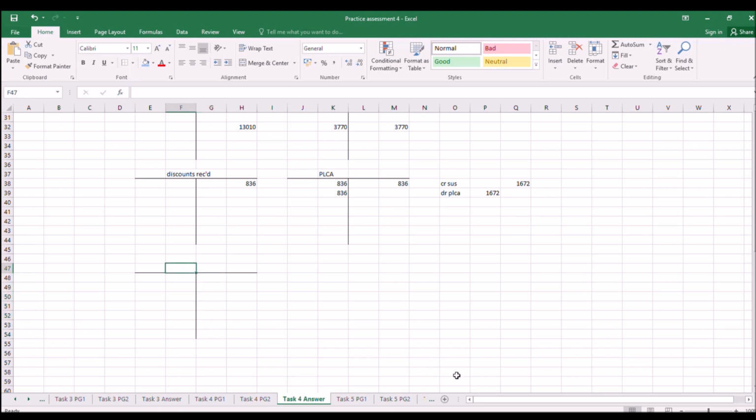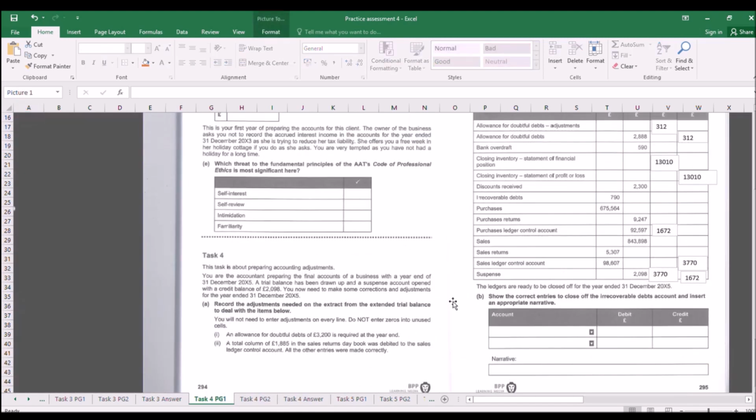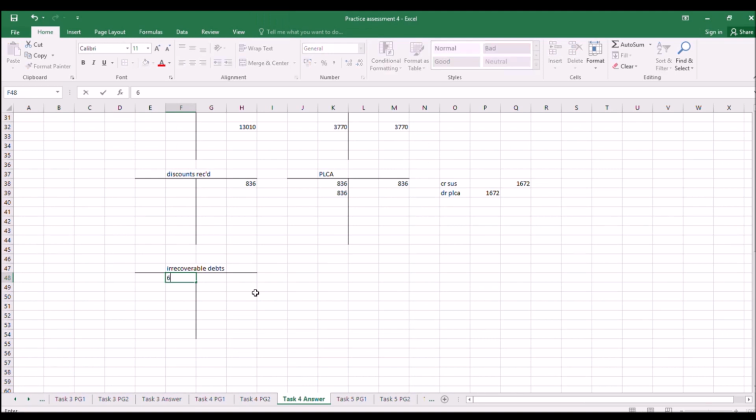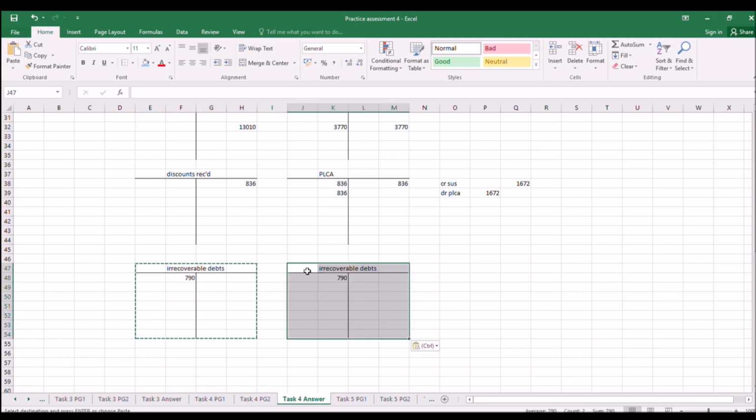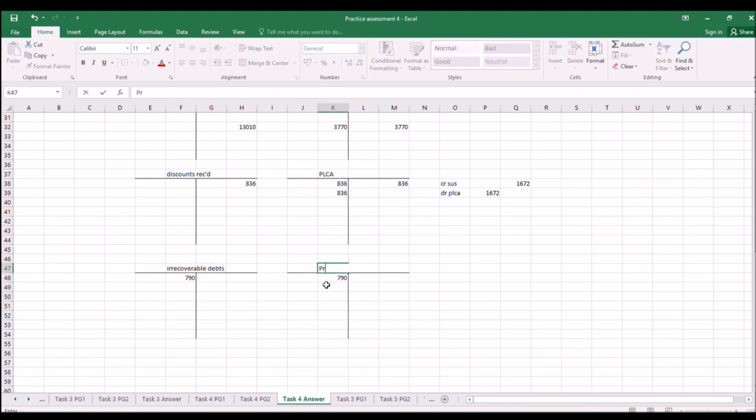So we've got our irrecoverable debts, and we've got a figure in here from our trial balance, which is 790. It's quite a nasty question, this really, isn't it? Because you can see how they were trying to drag you around with the doubtful debts and irrecoverable debts, and we've got our transfers to profit and loss account.